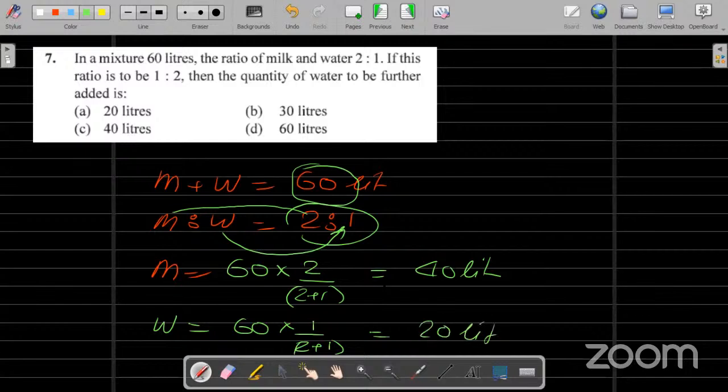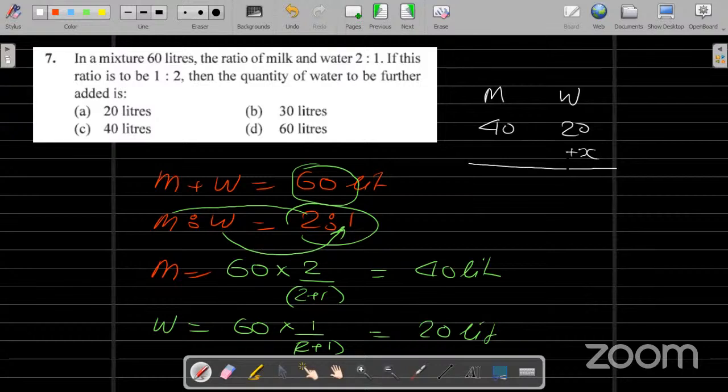So a 60 liter mixture is there, in which the ratio of milk and water is 2:1. Then the quantity of milk is 40 liters and that of water is 20 liters. So think of milk and water as 40 and 20. Now we need to supply a few more liters of water so that the ratio becomes 1:2. So I need to add x liters of water.